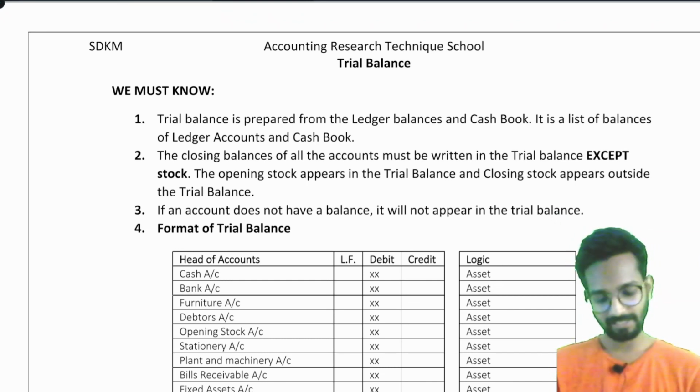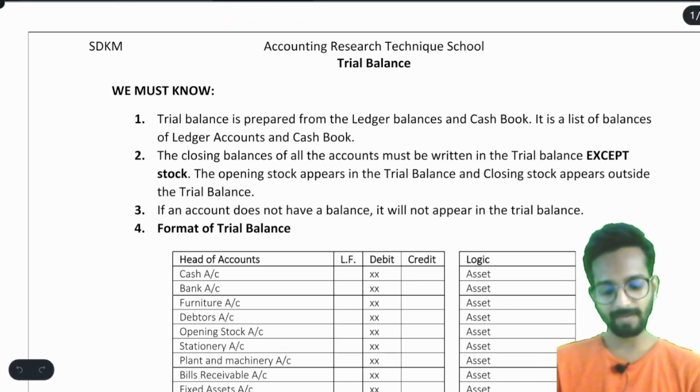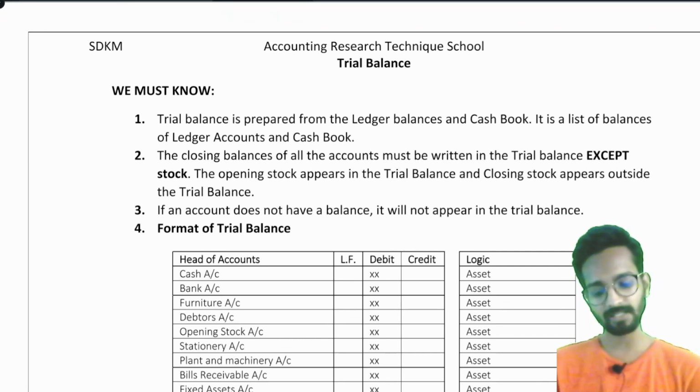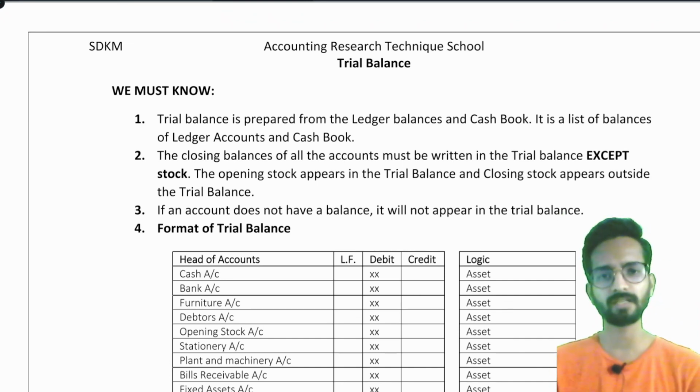Hello everyone. In this video, we'll be learning about what is trial balance. Trial balance is prepared from the ledger balances and cash book. It is a list of balances of ledger accounts and cash book. See, very simple. What is happening basically?